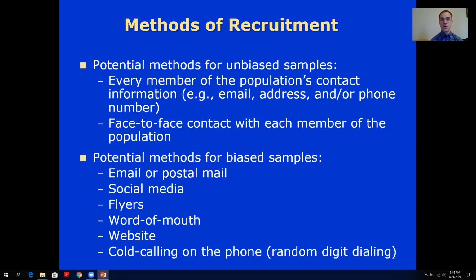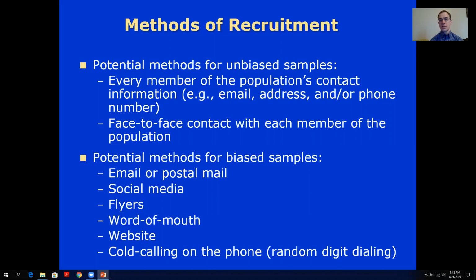For example, their email, address, their physical address, their phone number, or you would potentially go face-to-face with each member of the population. So you can imagine this would have to be a small population that we're talking about, because the manpower or the people required to do this would be difficult and time-consuming. However, potential methods for biased samples would be as listed: email or post email, social media, flyers, word of mouth, website, or even cold calling on the phone.